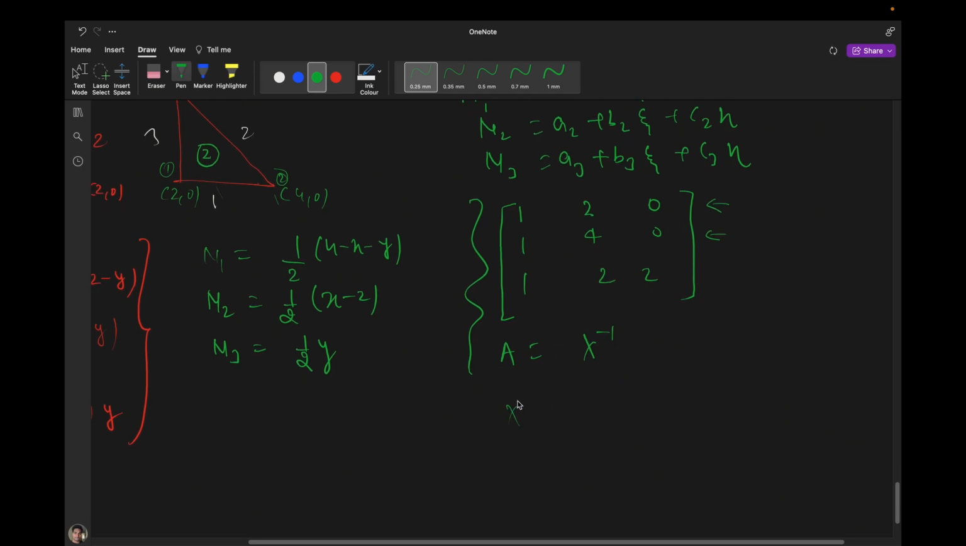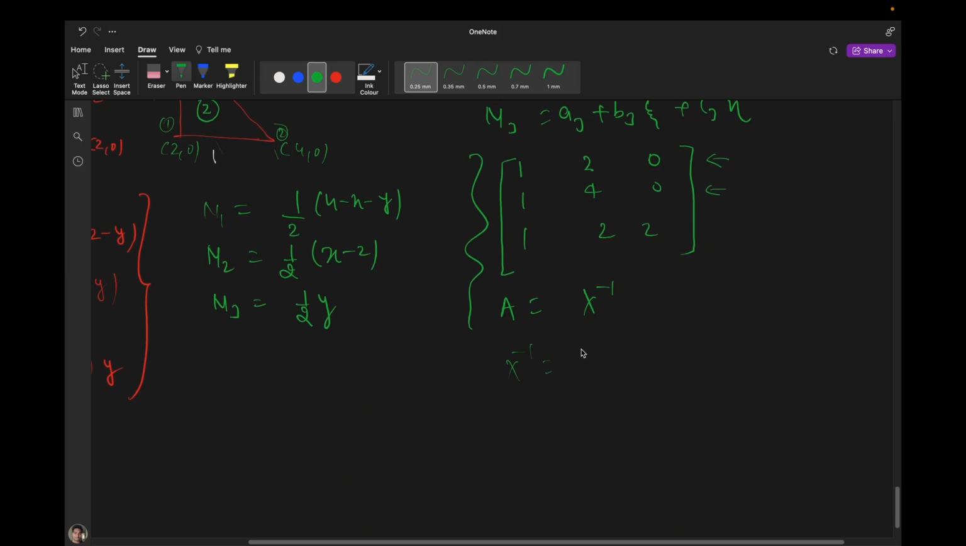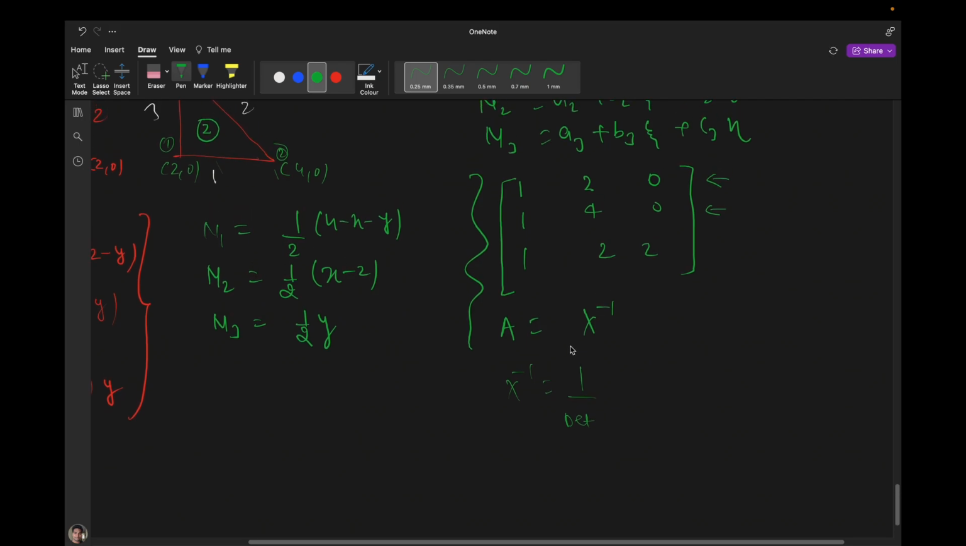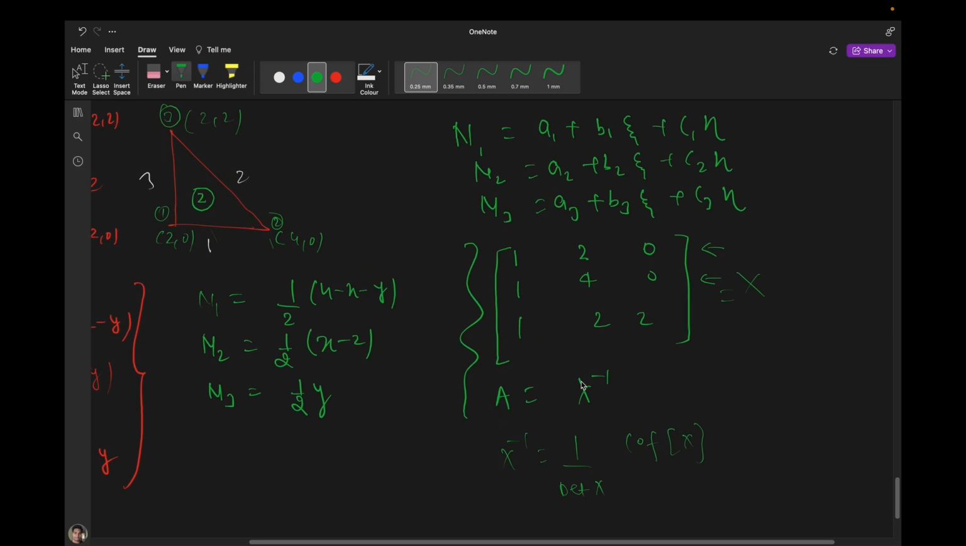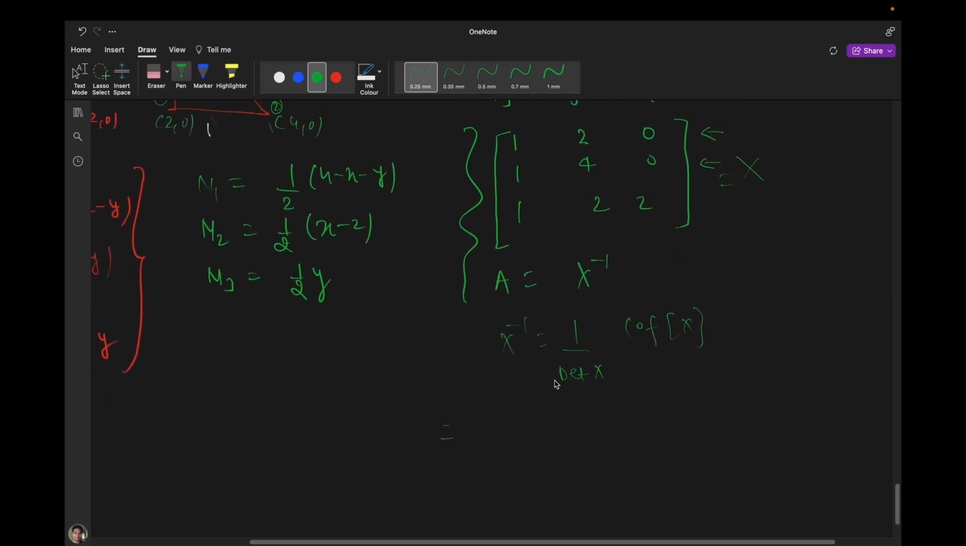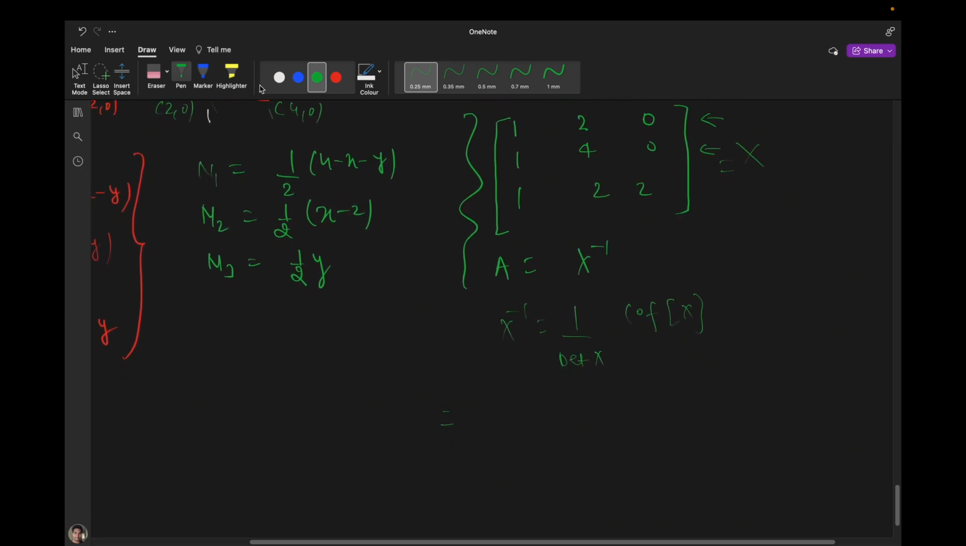Let's find the X inverse. X inverse should be 1 by the determinant of X times the cofactors of X, and the coefficients should be the transpose of that. So what is the determinant of X? It is 1 times 8 minus 2 times, and when you skip the whole row and whole column, it is 2. So 8 minus 4, it should be 4.